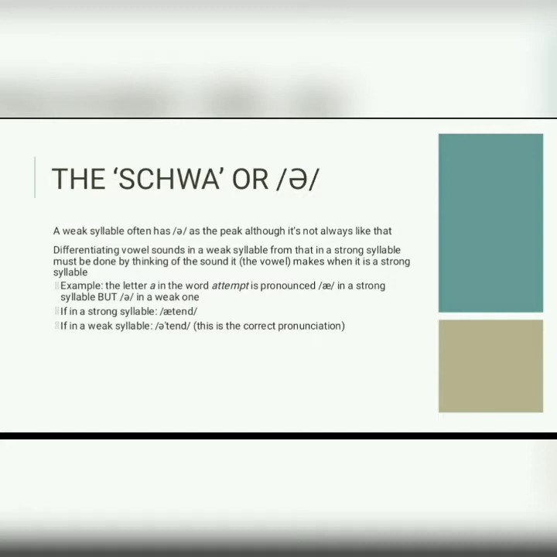Differentiating vowel sounds in a weak syllable from that in a strong syllable must be done by thinking of the sound it makes when it is a strong syllable. So if we have a syllable in a word, and we want to know whether it is a weak syllable or it is a strong syllable, we can try to pronounce it in two ways. The first way is we try to pronounce it with the rules of a strong syllable, and the second way is we try to pronounce it with the rules of a weak syllable.